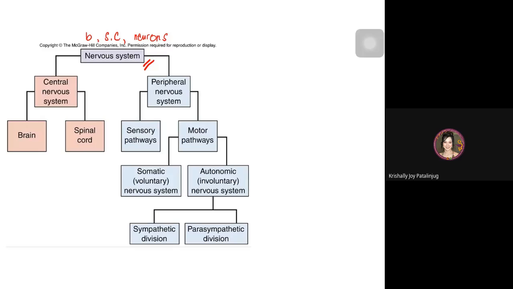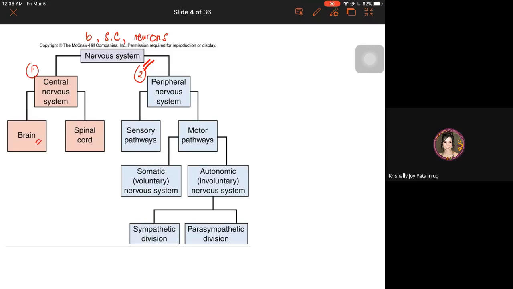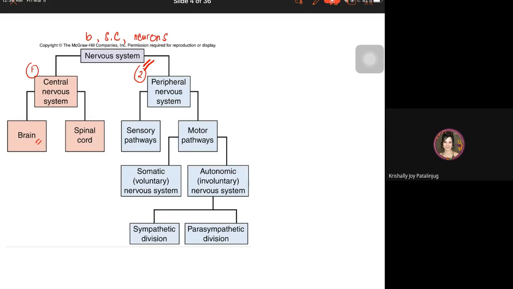Now, we can have an organization of the anatomical structures of the nervous system. Particularly, there are two main organizations of the nervous system. Number one, we have the central nervous system, or the CNS. When we talk about CNS, I know you're familiar with the central nervous system. This is comprised of the brain and the spinal cord.